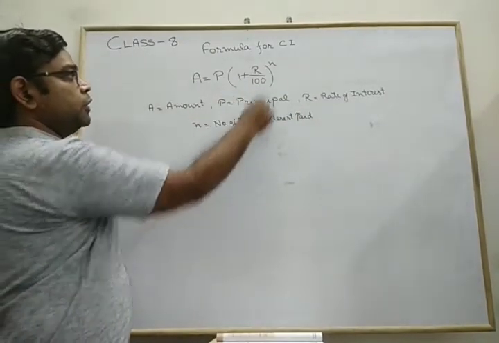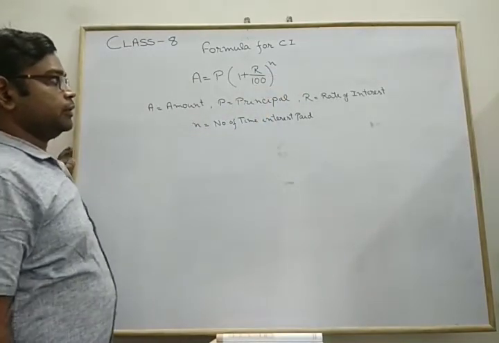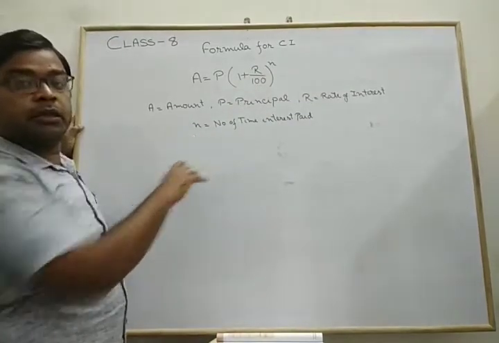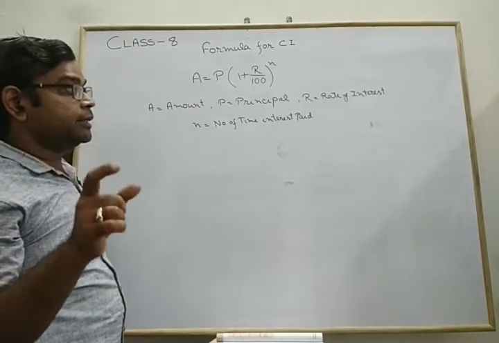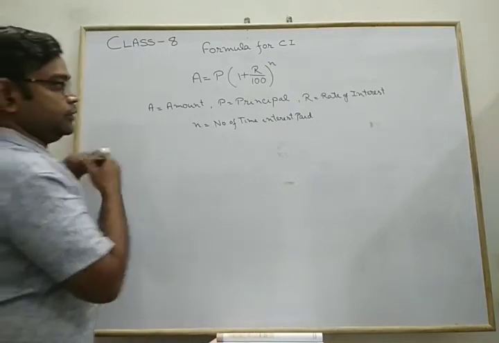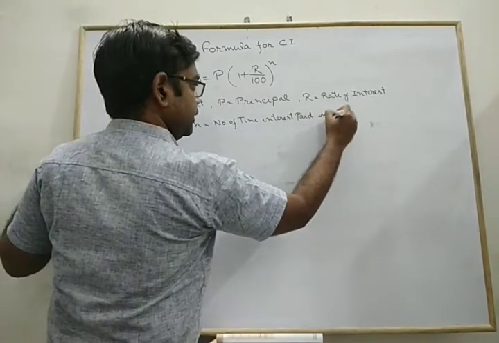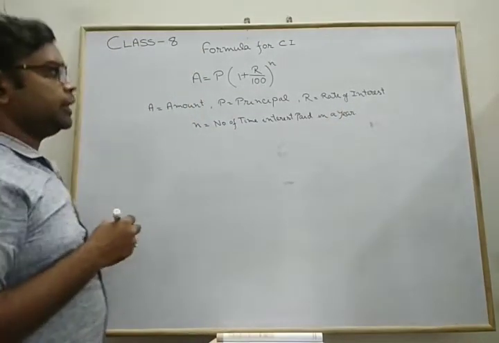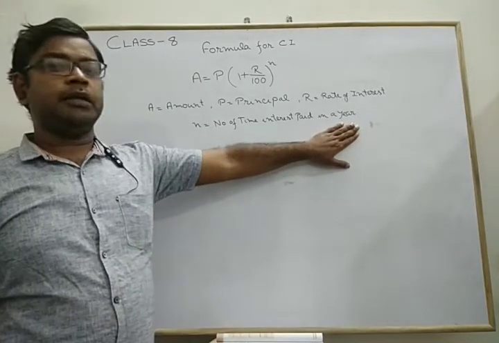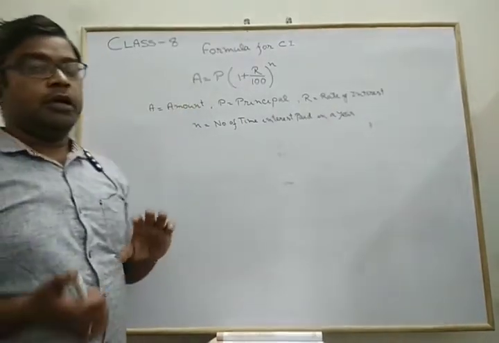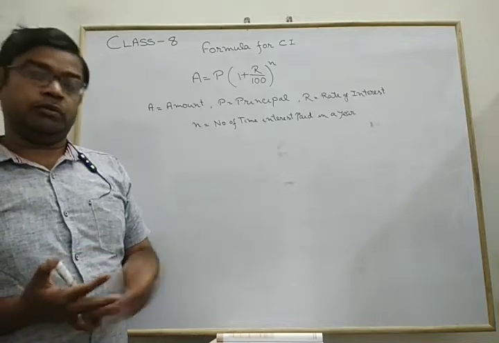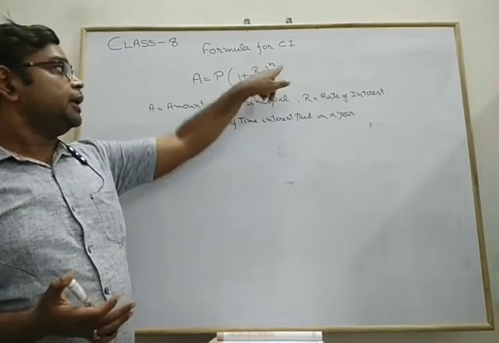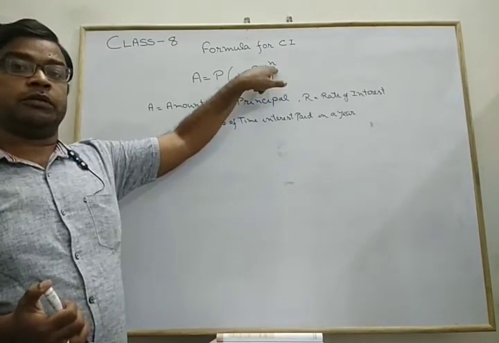In this formula, one new term is given, it's an n. This n represents the number of times interest is paid in a year. In a year means if interest is calculated annually. Yes, it is compound interest, but it is calculated annually. Then in this case, n equals 1.